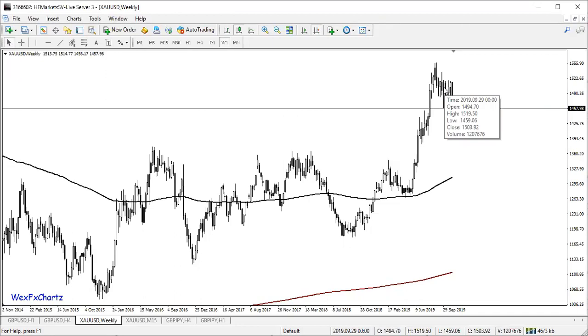This week opened on the 29th of September. So they just ended the week, had a significant drop to fill the week due to the trade war issue that is currently going on.